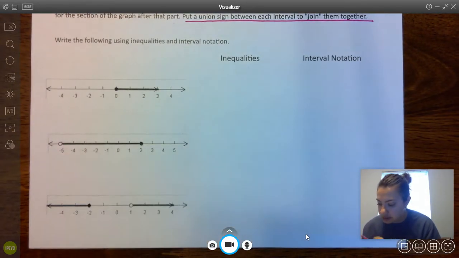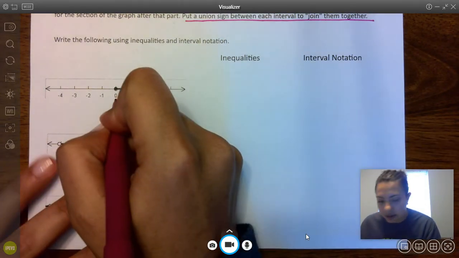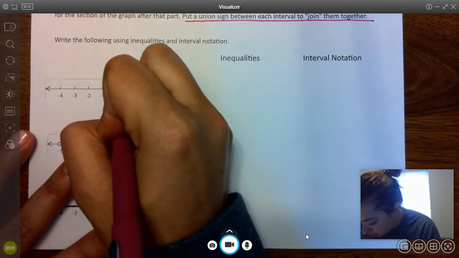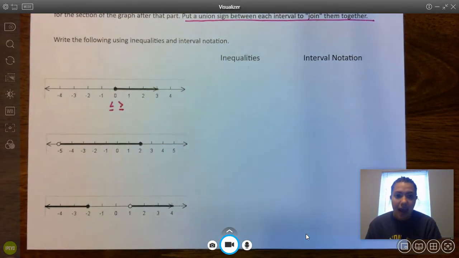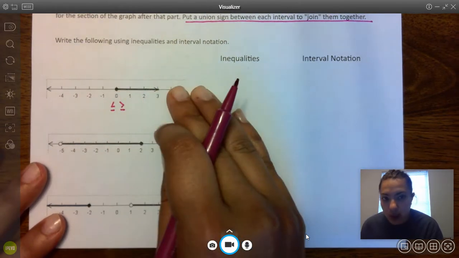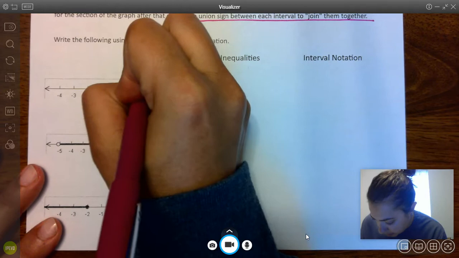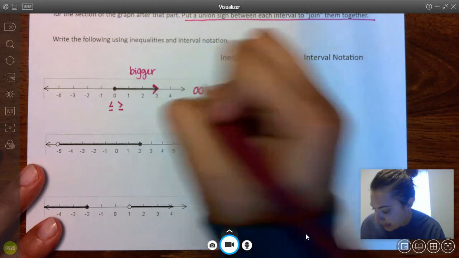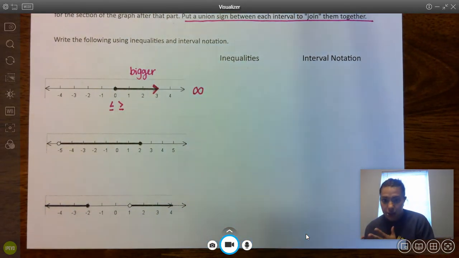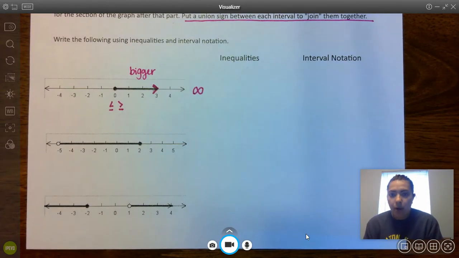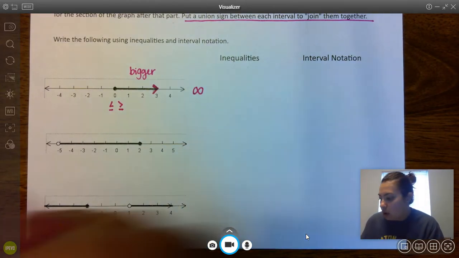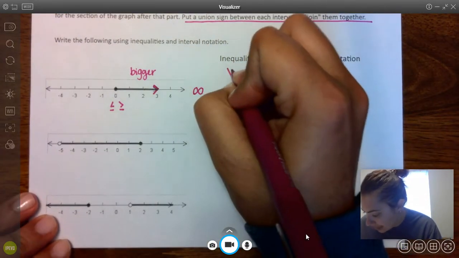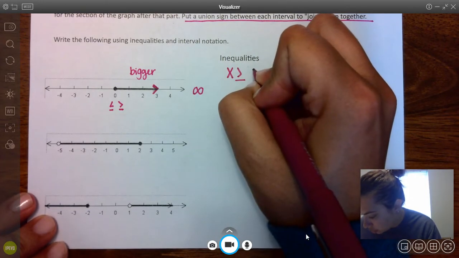If we take a look at this first number line, we see that we start here at 0, and there is this closed circle, which means that we're either using less than or equal to or greater than or equal to. Now, as the line moves to the right, we are getting bigger. Okay, and as you can see, we have this arrow, and if there's no value that it's stopping at, that means that we are ultimately heading to infinity, right? So remember, if we're writing this as an inequality, we wouldn't say that we're heading to infinity. We would simply just say that x is greater than or equal to 0.